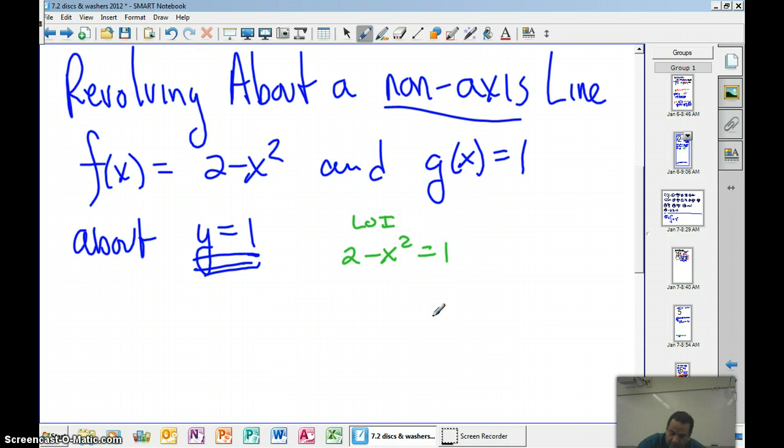Equals 1. So this turns out to be x squared minus 1 equals 0, so it's plus and minus 1. That's our LOI. Okay? So it's going to look like, and this is a parabola.